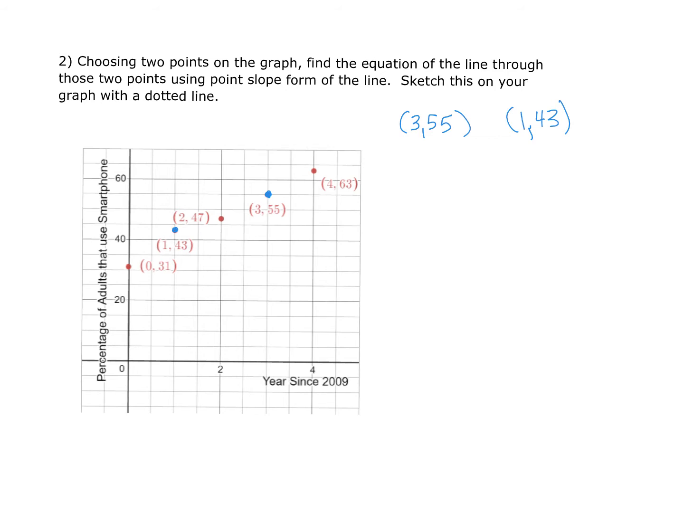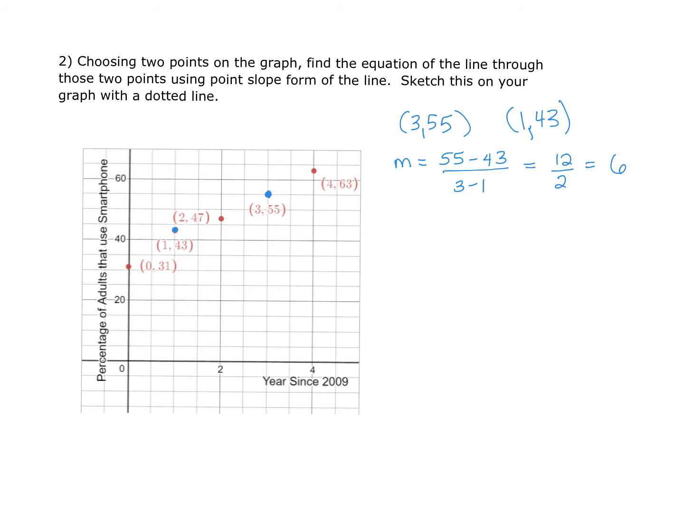Now I could choose any points that I'm given. I just happen to choose these 2. So the first thing I'm going to do is calculate my slope. 55 minus 43 over 3 minus 1. That's going to give me 12 over 2, or 6. Now in the context of this problem, what that slope indicates is that every year, the number of adults that use smartphones is going to increase by 6% per year.